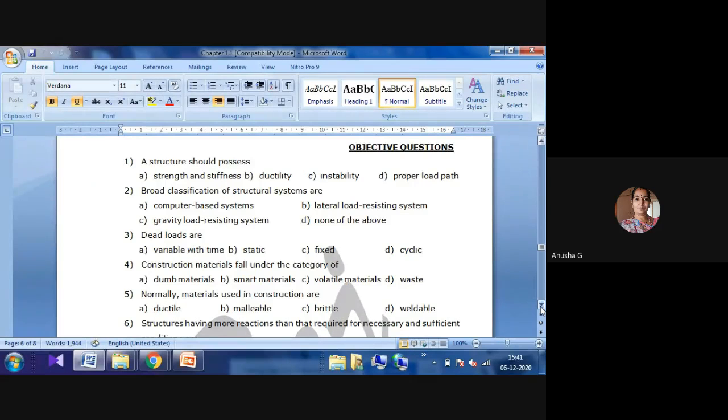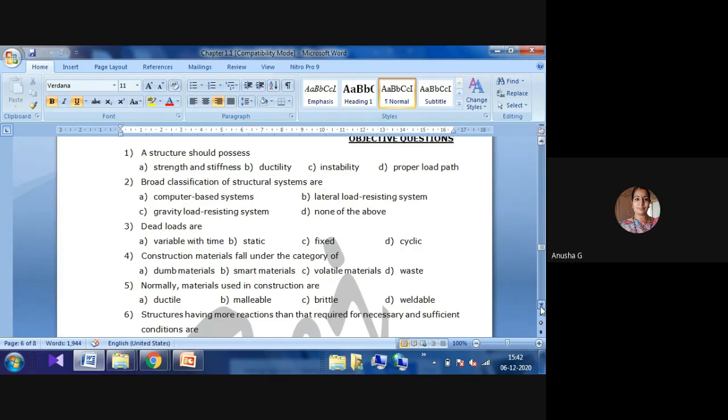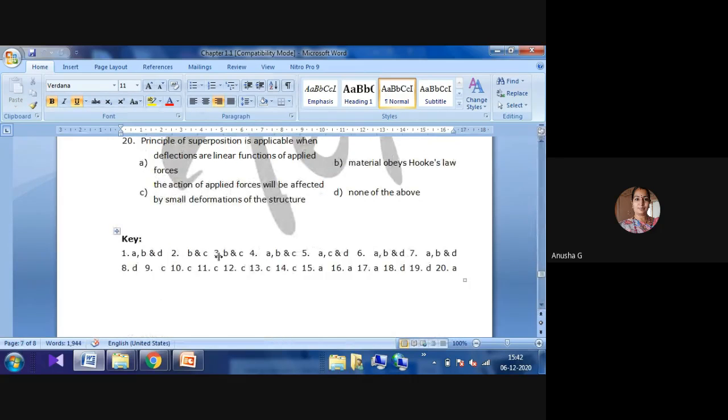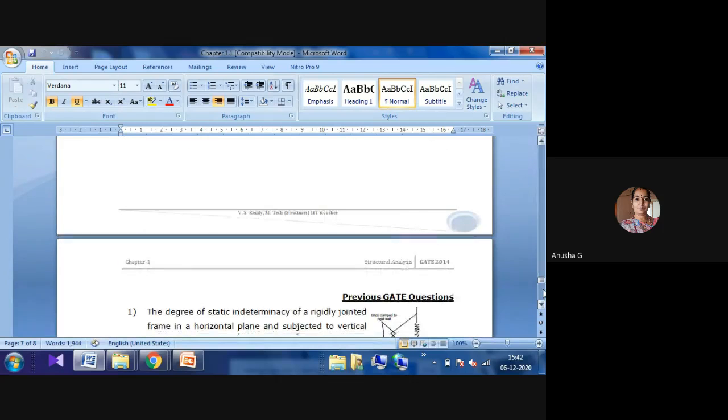Here you can observe the type of objective questions and how they will be asked. A structure should satisfy strength, stiffness, ductility, stability, and proper load consideration. Dead loads are static or fixed, and we need to know the different points here. If you observe each condition, you can see some answers. I will share these notes so you can solve some more questions.